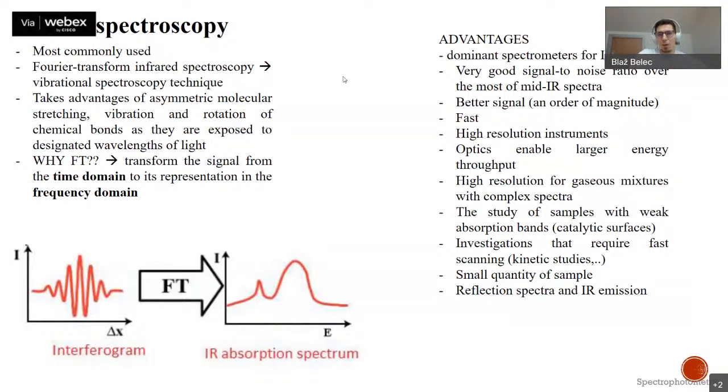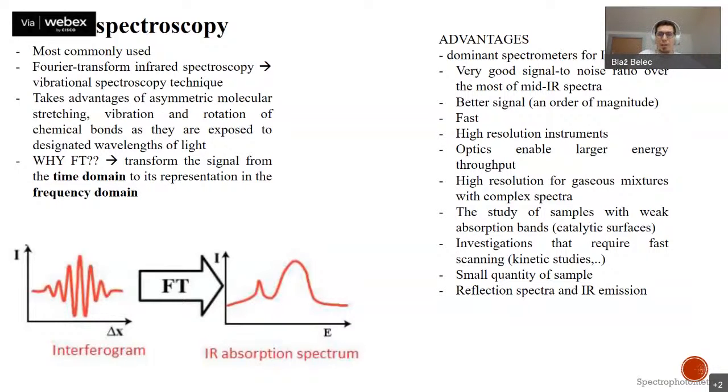So the optics enable larger energy throughput, and because of its better optics combined with the maths, the physics of Fourier transform, we have also high resolution. We can measure high resolution spectra for gas mixtures that give us a complex spectrum. So this means that we don't have overlapping of peaks.